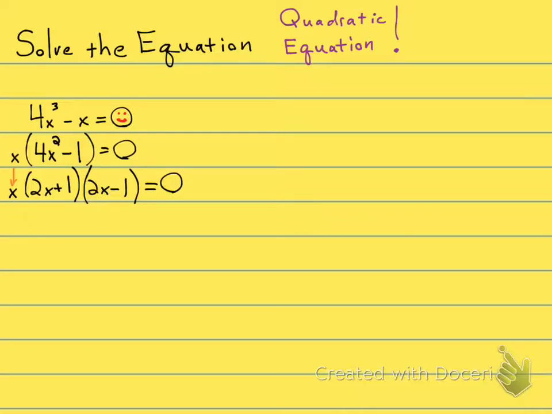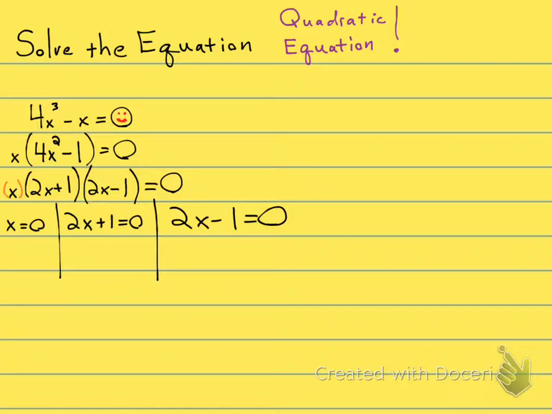Okay. Once it's factored completely, I need to set all of my factors equal to 0. So here's a factor right here. So x equals 0. Here's a factor. 2x plus 1 equals 0. And then here's another factor. 2x minus 1 equals 0. Now, all three of these are linear equations. So to solve a linear equation, well, in this case, all we have to do is isolate the variable, get that grumpy x by himself. This one is already by itself. X equals 0. Done.